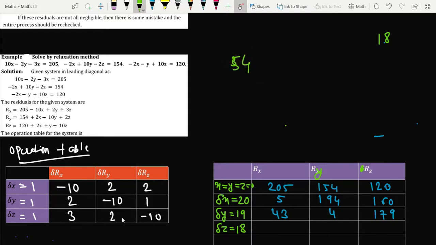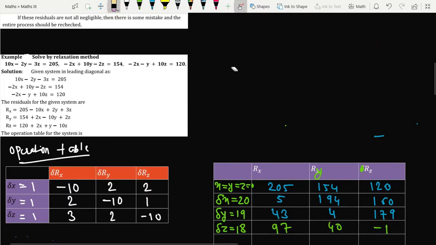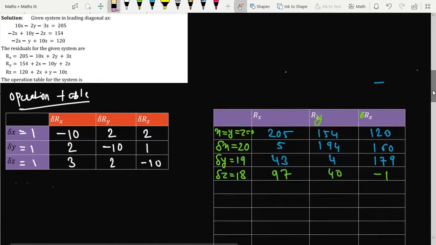54, then 36, and it is minus 18. So add these numbers. We get first number is 97 (54 plus 43), second is 40, and third is minus 1. Okay. Again, do the same step and find the next term.